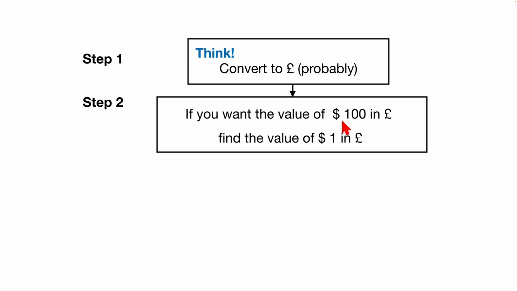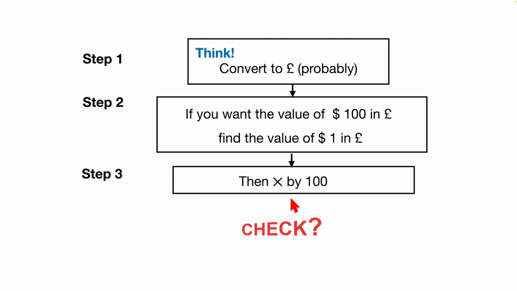If you want the value of $100 in sterling, find out the value of $1. This goes for any currency. Just find out the value of one of them. You might need to fiddle it in order to get the value of one of them. Then, of course, what you do next? Then you just multiply by 100 to get the value of $100 or any currency.